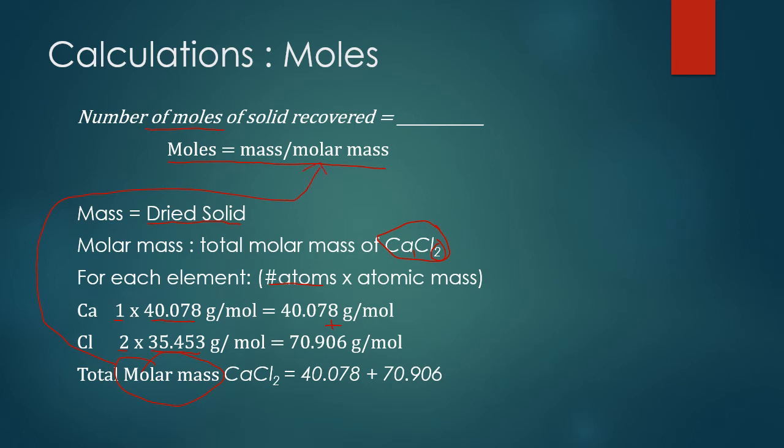So you'll take the mass of your dried solid from your data sheet divided by this molar mass that we just calculated to get the number of moles. And it's going to be a very small number, probably 0.00 something. The units on it is just going to be moles, M-O-L.